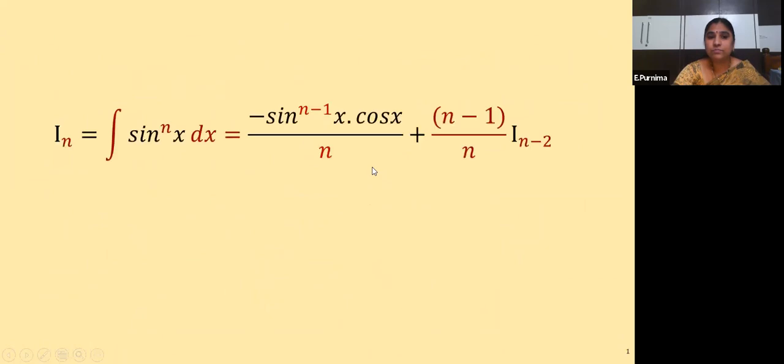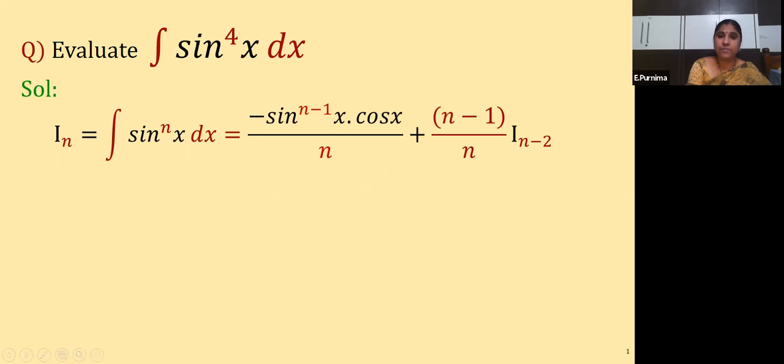Now, what is our question, children? Evaluate sin to the power of 4x dx. In sin to the power of 4x dx, n is equal to 4. So what is our formula? Integral of sin power nx dx is equal to minus sin to the power of n minus 1 x into cos x by n plus n minus 1 by n into I n minus 2. What is the n value here? n is equal to 4, which is an even number. That means the last step will be up to I naught.